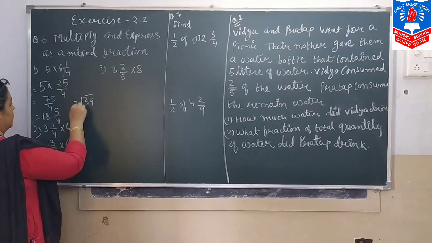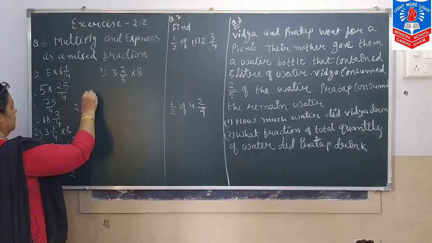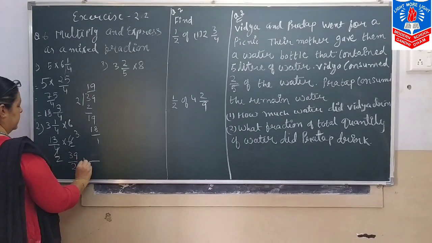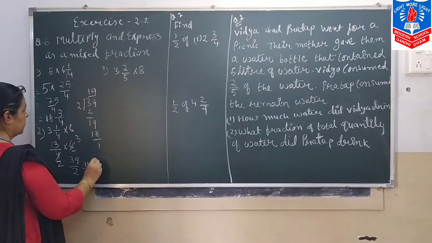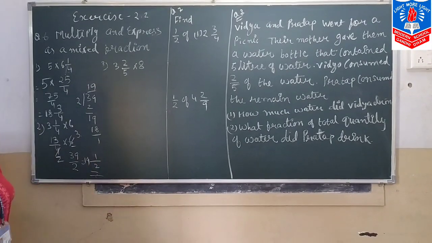39 divided by 2. 2 ones are 2, 19. 2 nines are 18, 1 remains. So we write 19 integer 1 by 2. It's our answer.